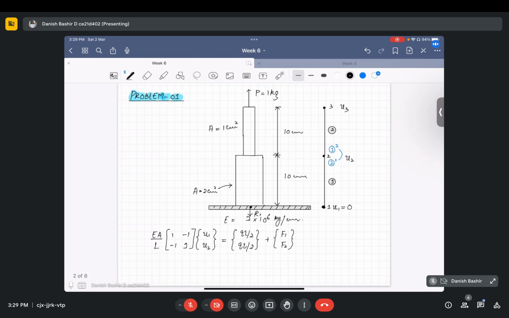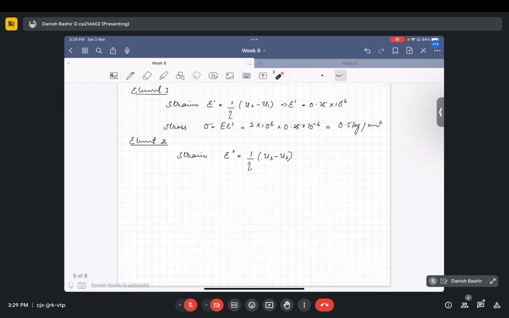It's clear to you people. It's U3 minus U2. This is node 1 for element 2. This is node 2 for element 2. So it will be U3 minus U2.